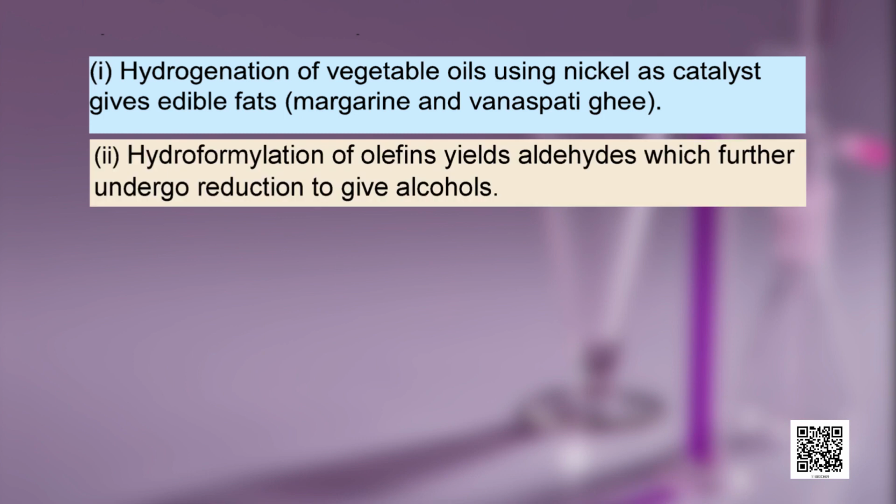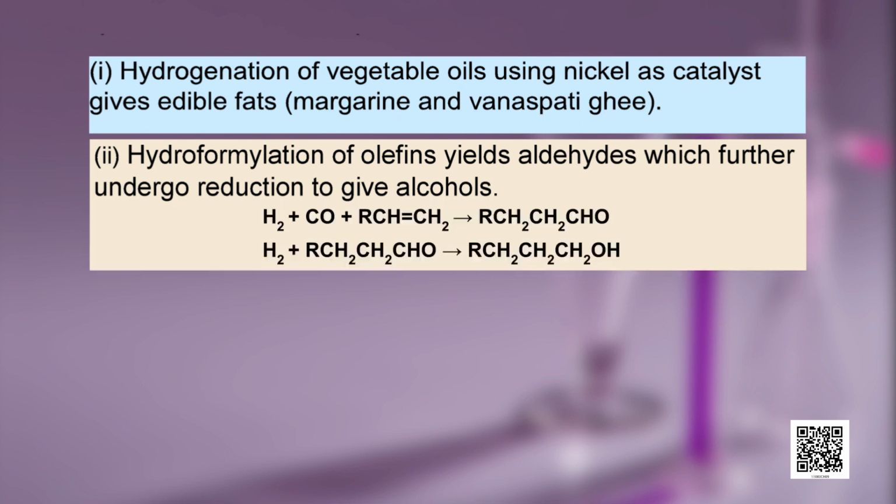The second reaction is hydroformylation of olefins, which yields aldehydes, which on further reduction can give us alcohols. Here the two reactions are shown. First, hydrogen plus carbon monoxide plus olefin giving us the aldehyde, and in the second reaction dihydrogen is reacting with aldehyde to give us the reduction product, that is alcohol.